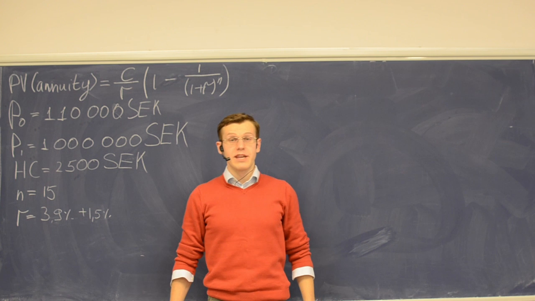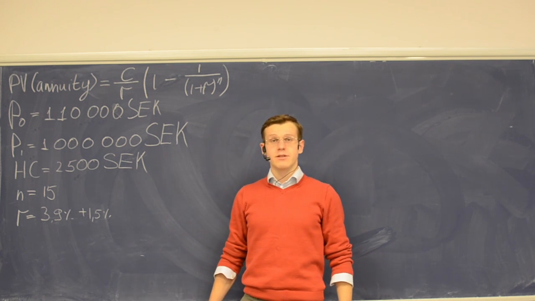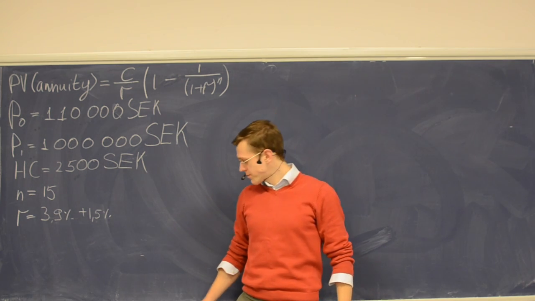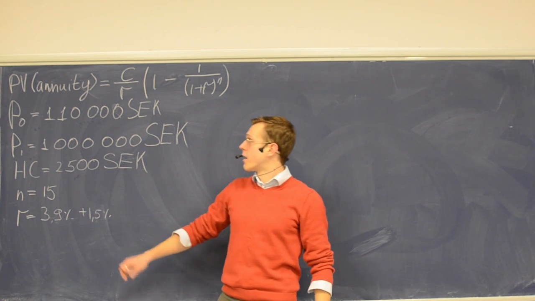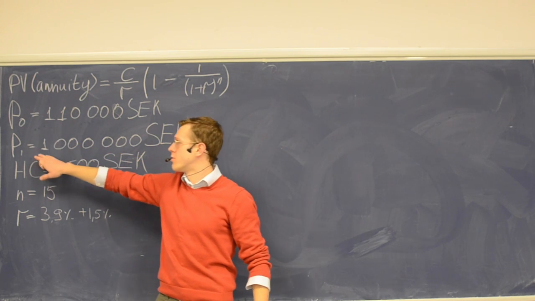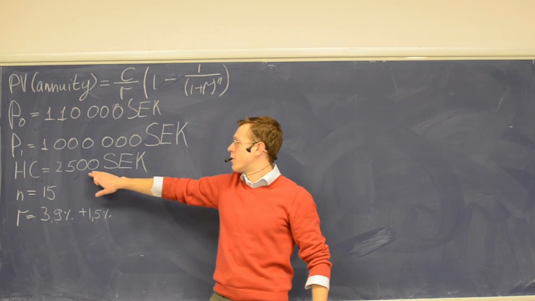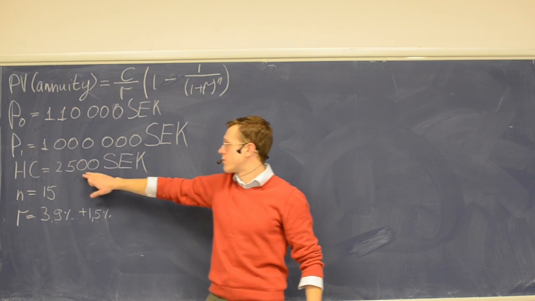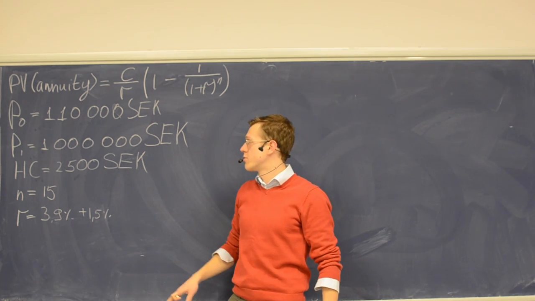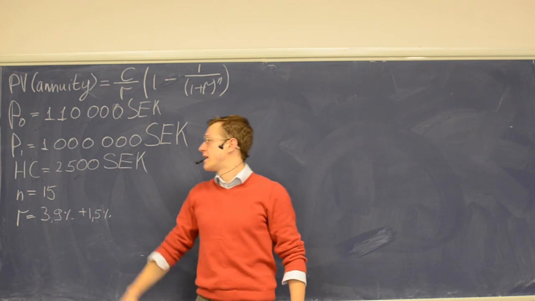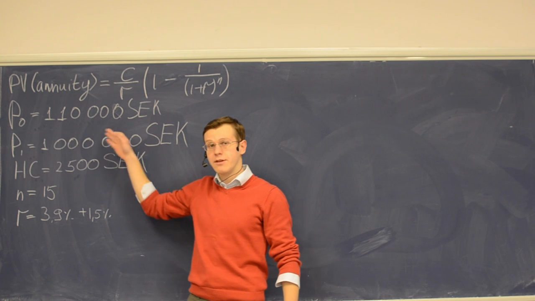Hi and welcome. My name is Jan and today we're solving an exercise on a house loan. So you bought your house at the price P0, then you sold it at price P1. You're paying monthly fees of 2,500 crowns per month, and also you took a loan which is 90% of the overall sum you paid.